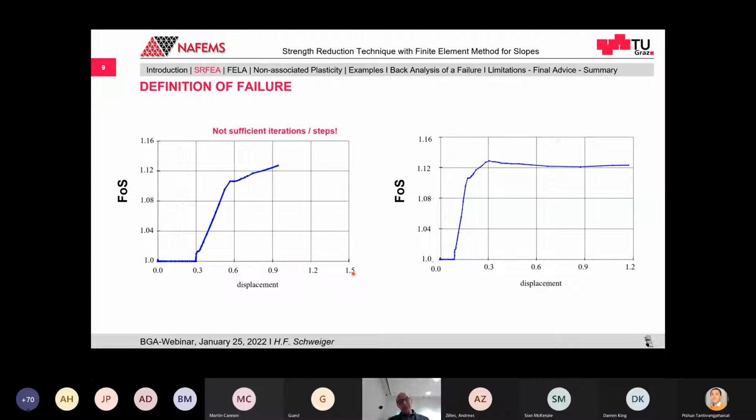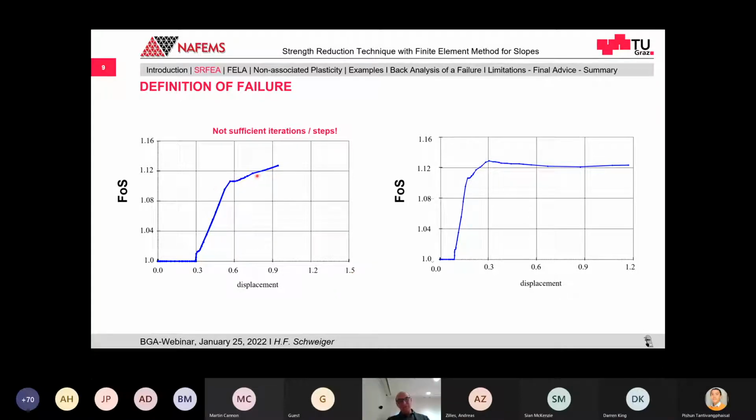And then also a word of caution. Usually these codes today do everything automatically. You say strength reduction or safety analysis or whatever it calls it, and then you have some default number of iterations or steps. Again, depends on the code. And if you just use it without checking, then you may end up with something like this.